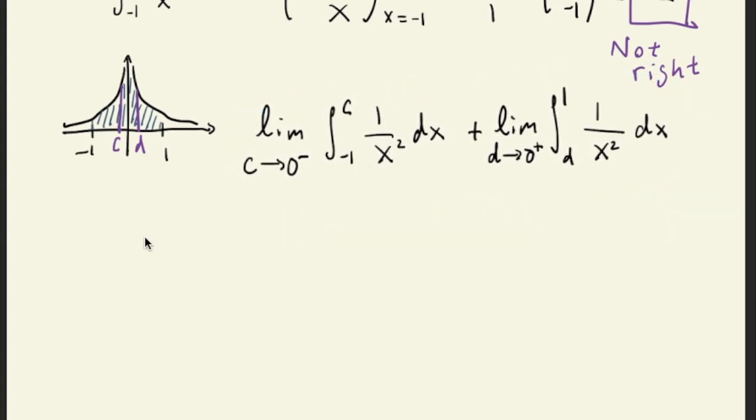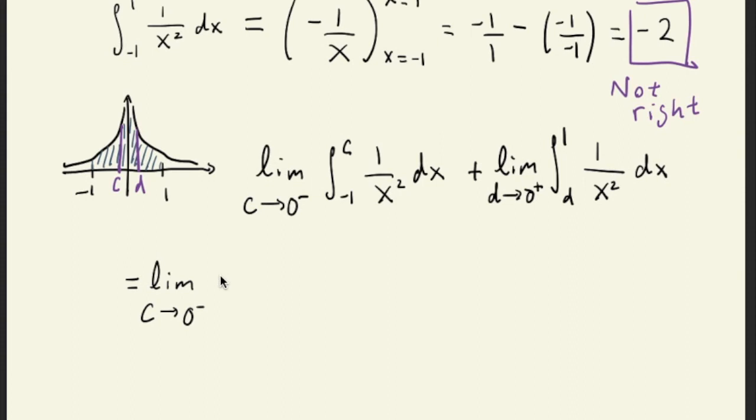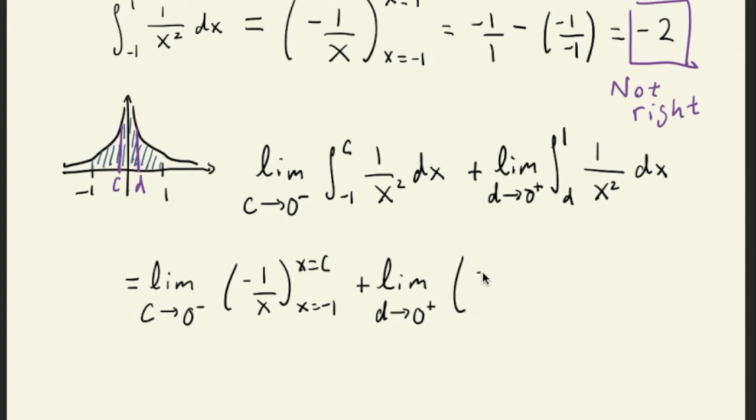All right, so if you do that, then now we're going to have a limit as c approaches 0 from the left. And here we do exactly the same thing. The antiderivative is -1 over x. But now we plug in x equals c and x equals -1, plus the limit as d approaches 0 from the right. And here the antiderivative is -1 over x. We plug in x equals 1 and x equals d.